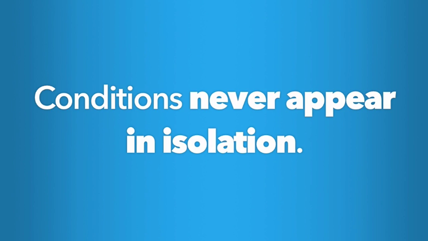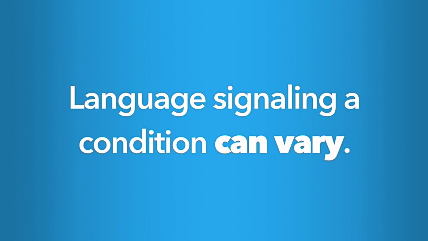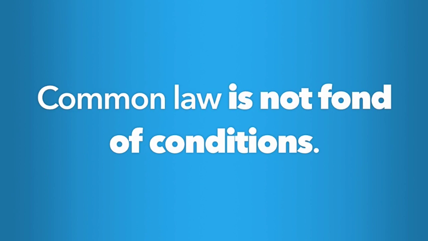So first of all, they never occur in isolation. A condition is always attached to an obligation, either a specific covenant or the contract as a whole, a grant of discretionary authority, or a declaration. Second, unlike the other contract concepts, the language signaling a condition can vary from contract to contract, and even within a single contract. Third, the common law is not fond of conditions, and in cases of ambiguity, a judge often prefers to interpret the provision as creating a covenant instead of a condition.